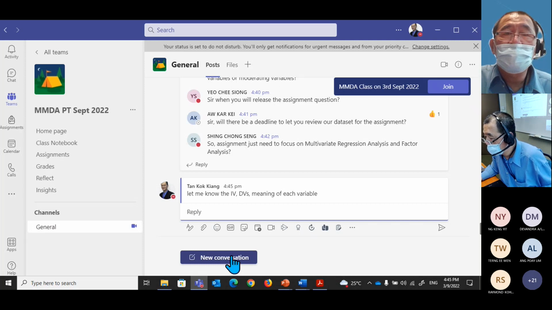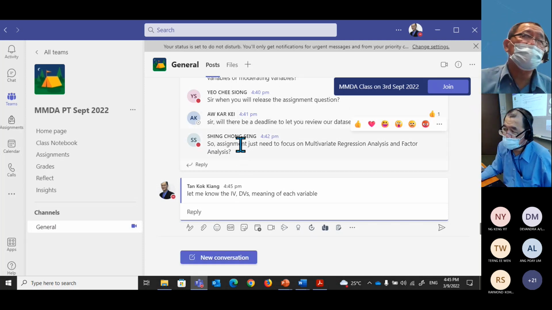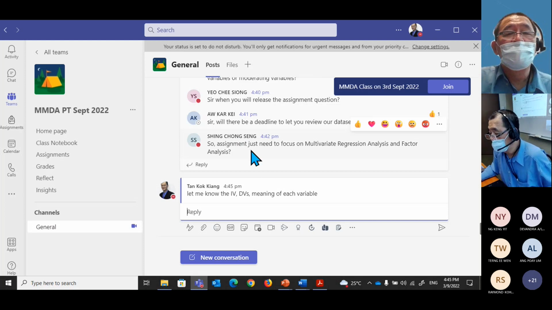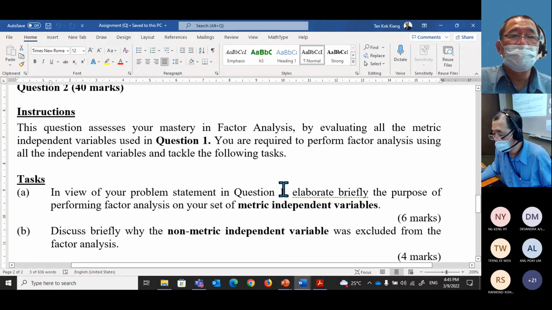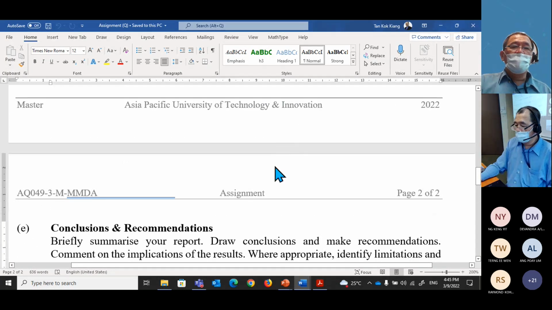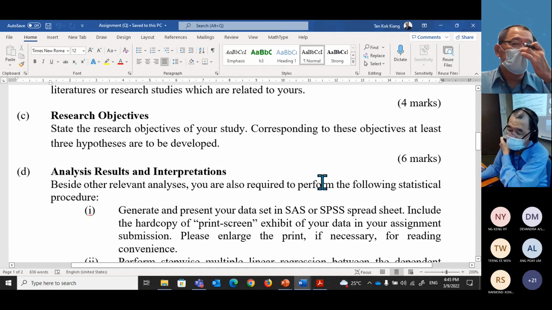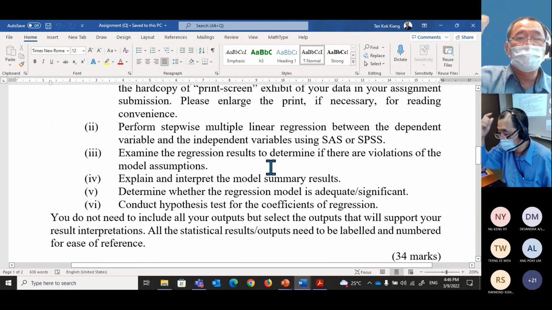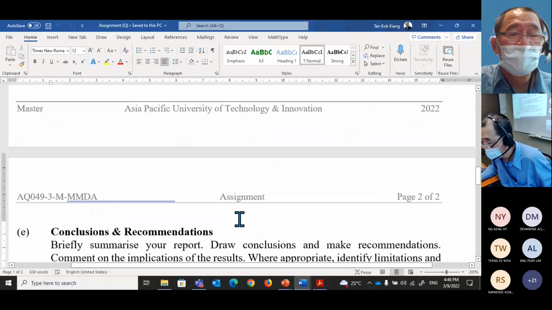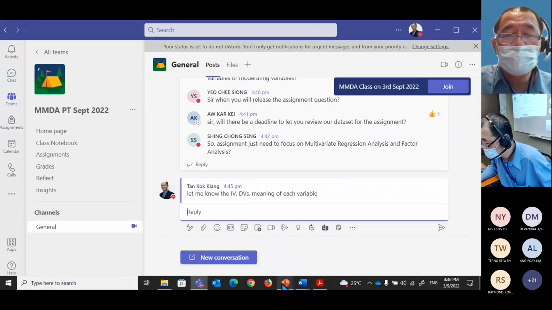It's correct, Xin Zhong Seng, you are right. Therefore, only these two chapters are for the assignment. You can say this is your assignment. So only 2 chapters. This is the first assessment. If no question, we continue.